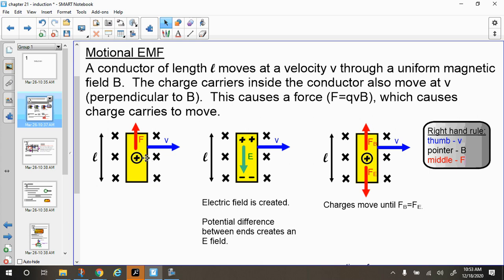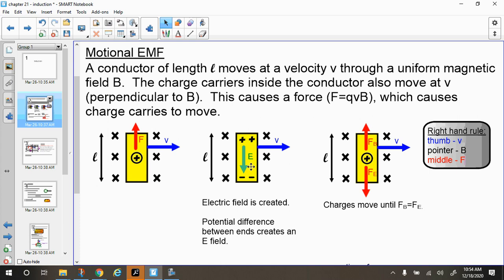So if you put your thumb in the direction of the velocity, which is to the right, you put your fingers in the direction of the magnetic field, which is, these are X's, so it's into the page. Your palm should be facing up. The force on those positive charges is up. So positive charges are going to move to the top of this plate or wire or whatever it is. Negative charges are going to move to the bottom.